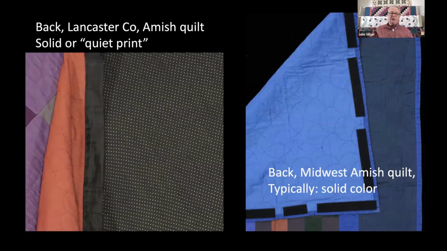Sometimes we see a solid color on the back of Lancaster County Amish quilts, but it was allowed by osmosis of community standards to put a simply printed fabric on the back of a Lancaster County Amish quilt. Whereas in the Midwest, it's more typical to see a solid color on the back. And that's what we're looking at on the right, the back of a Midwest Amish quilt.